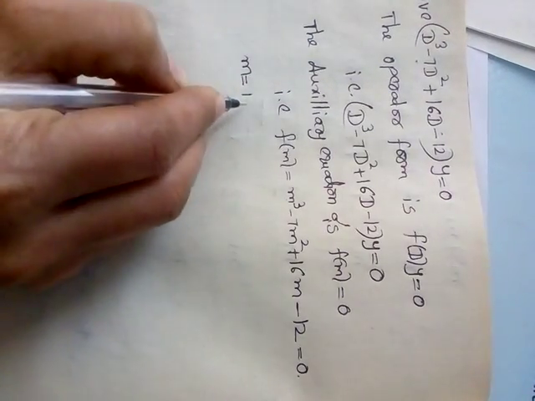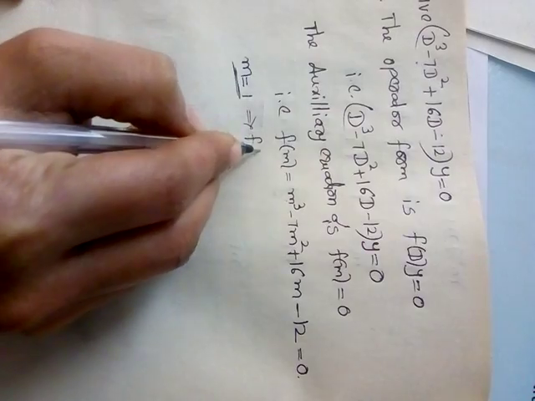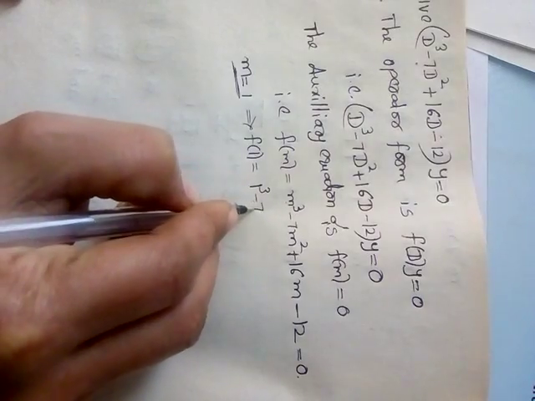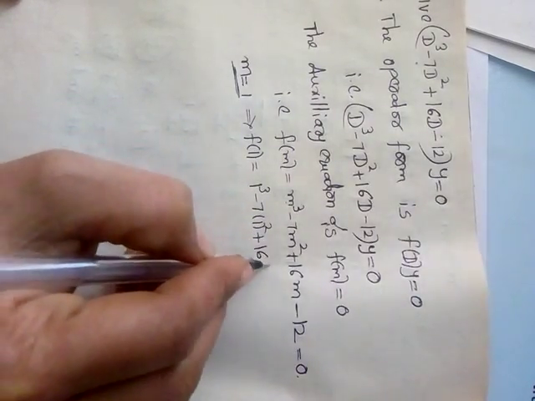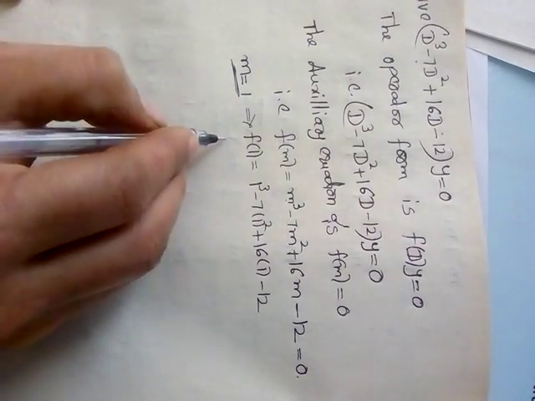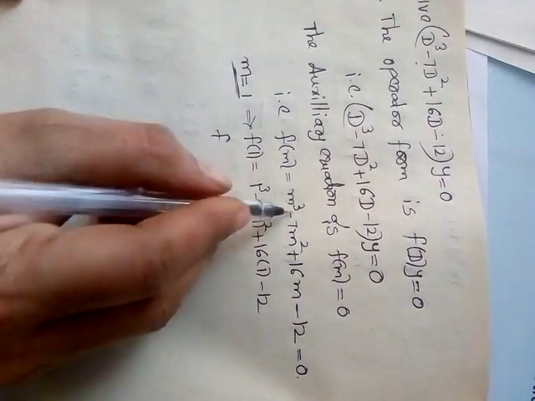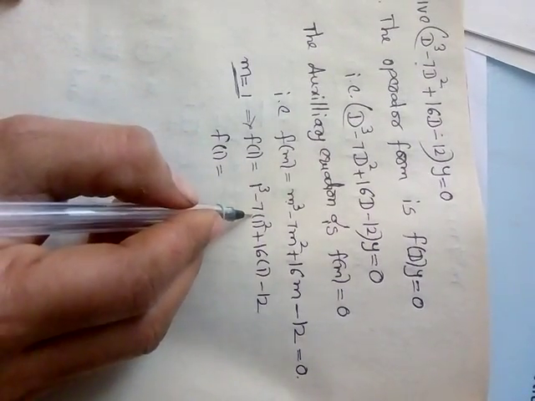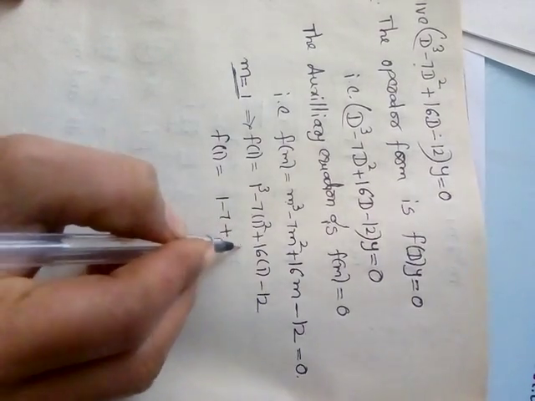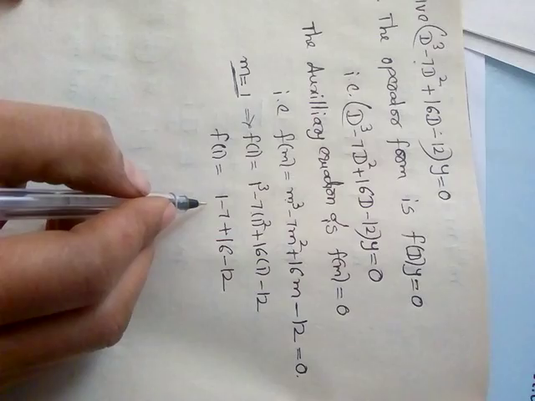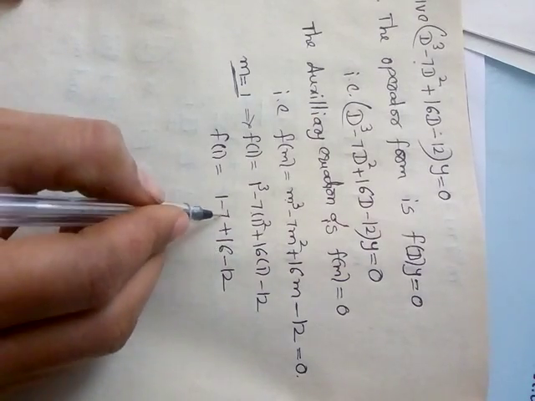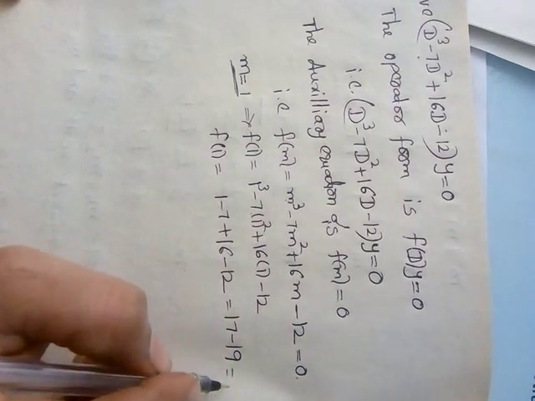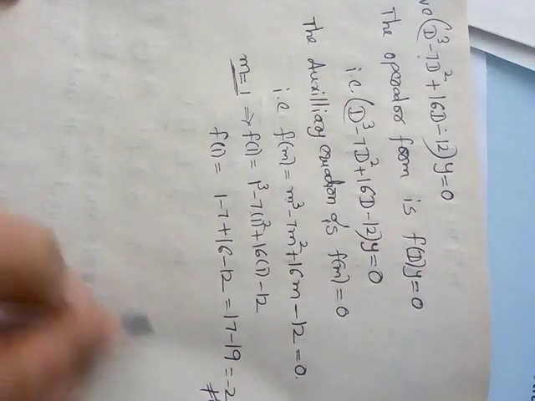to 1. At m equal to 1, the function f of 1 equal 1 cube minus 7 into 1 square plus 16 into 1 minus 12. Substituted in the place of m we are taking 1. F of 1 is equal 1 cube, 1 minus 7 plus 16 minus 12. 1 plus 16, 17, minus 19, that is minus 2. So this is not equal 0.